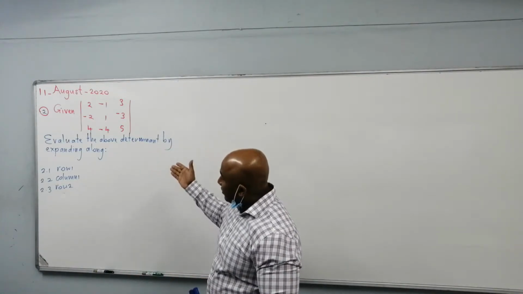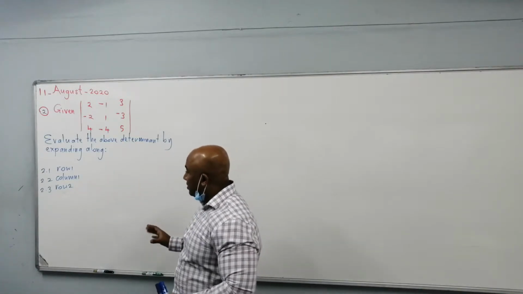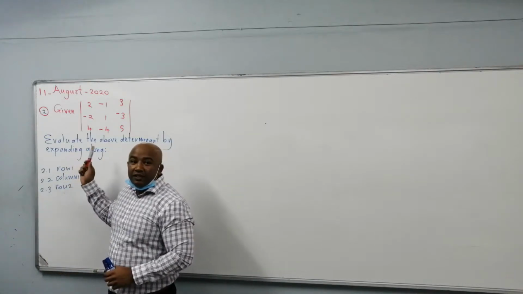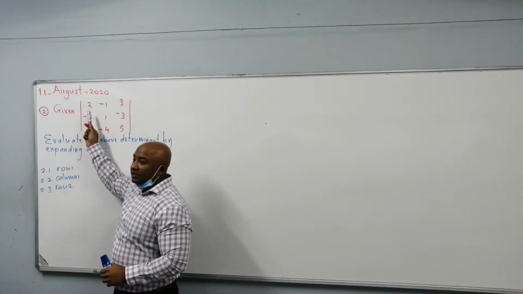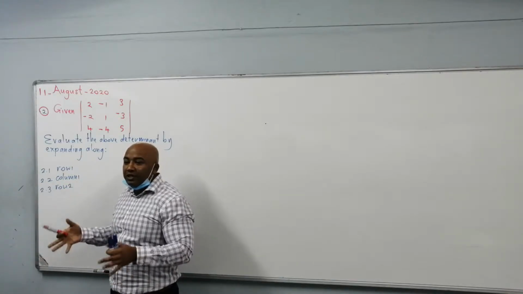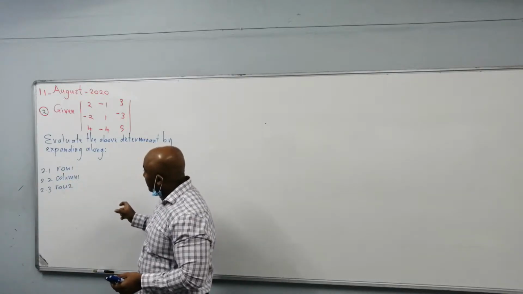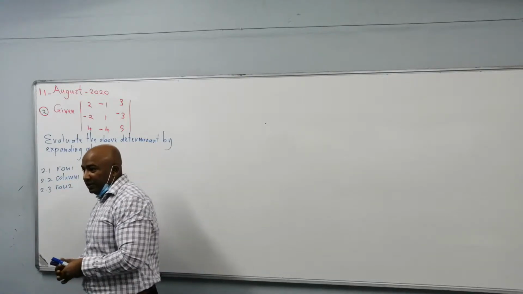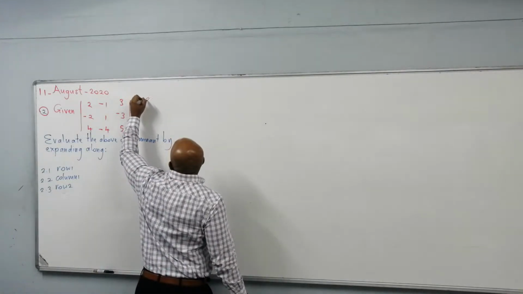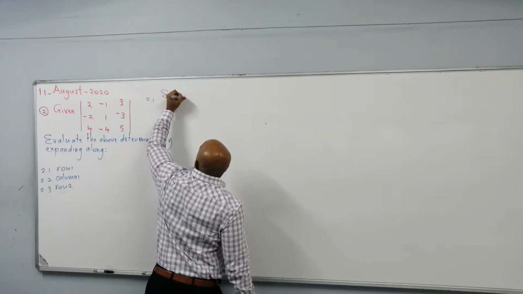Now, the question is to evaluate this whole thing. Right, so I gave you 6 here. I said evaluate the determinant, expand along row 1, and then column 1, row 2, column 2, row 3, column 3. There are 6 different ways to work this out. Let's start with the first way. So 2.1 is expanding along row 1.